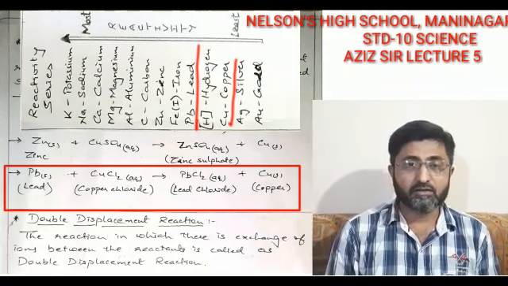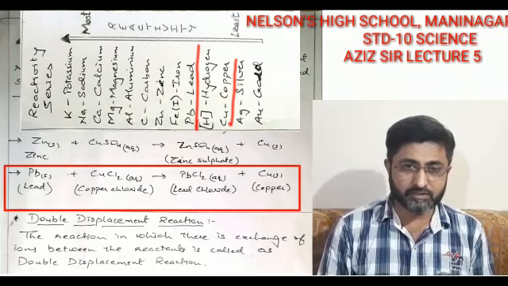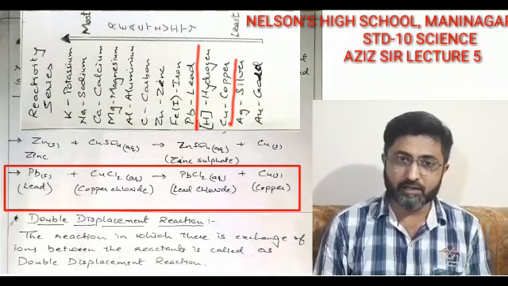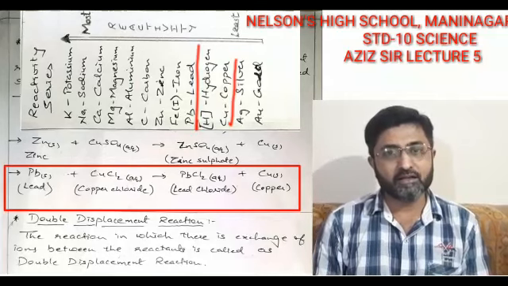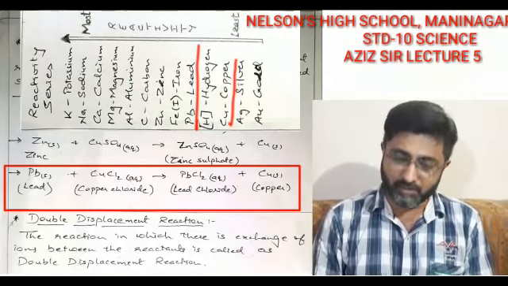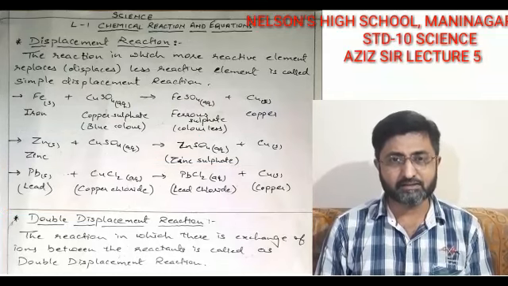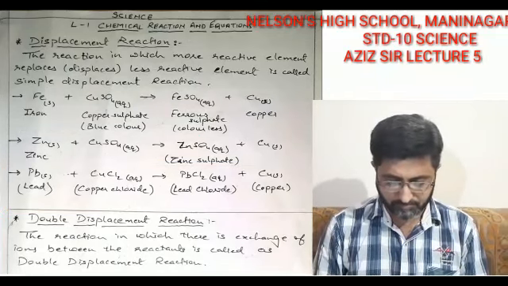So lead is reacted with copper chloride, the copper is displaced and lead chloride is formed. So this is what makes us understand the displacement reaction.